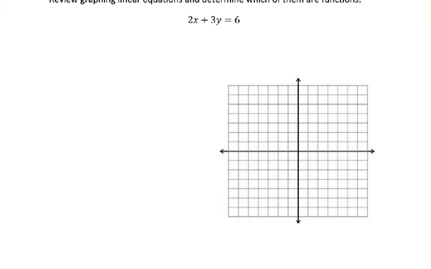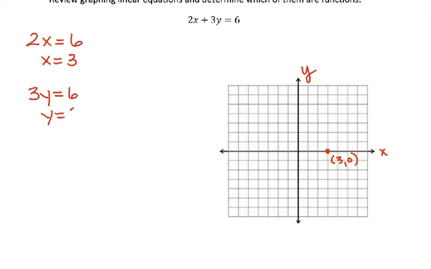So I'm going to find the x-intercept by setting y equal to 0, and I'll get 2x equals 6, or x equals 3. So I'll put that here. 3, 0 is this point. That's the x-intercept. And we always want to label both of our axes too anytime we're drawing a graph. Next, I'm going to find the y-intercept by setting x equal to 0. So I'll get 3y equals 6 and y equals 2. So that's the point 0, 2.